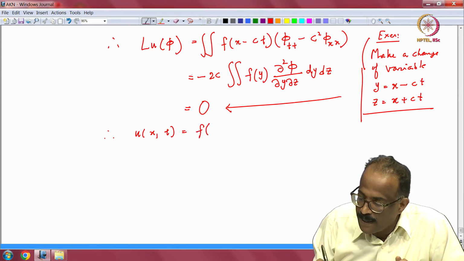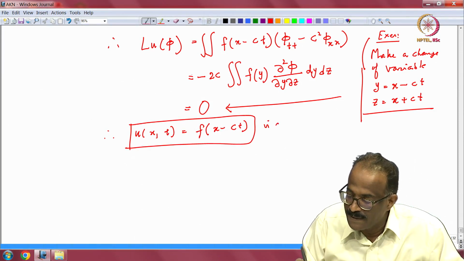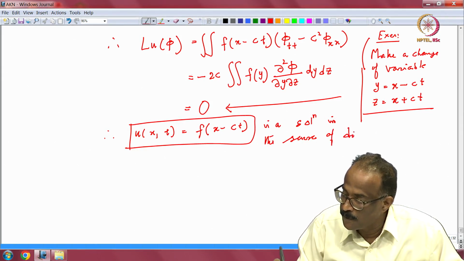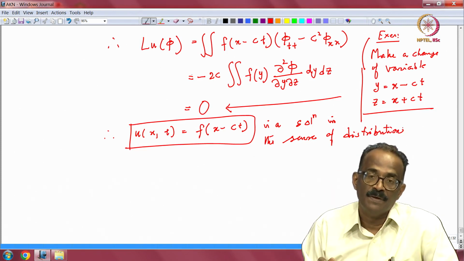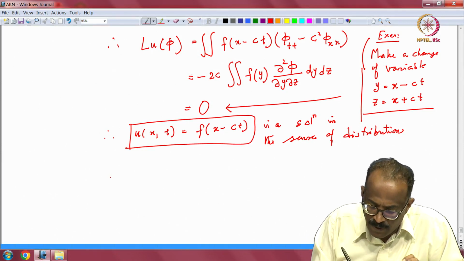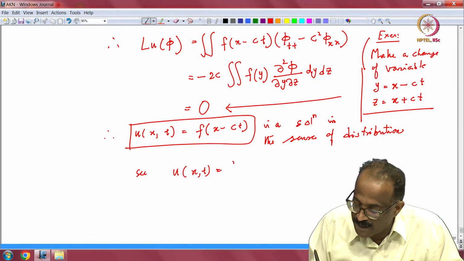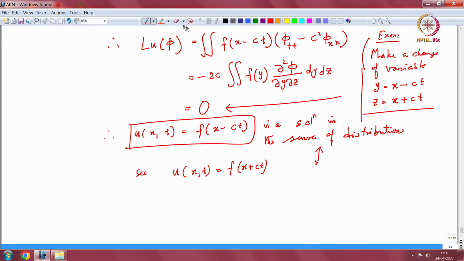u(x,t) equal to f of x minus ct is a solution in the sense of distribution. So you see, you are able to interpret the solutions of your wave equation in a more generalized sense. You can also see u(x,t) equal to f of x plus ct is also a solution in the same sense. In this sense it is a solution. So you have these things.